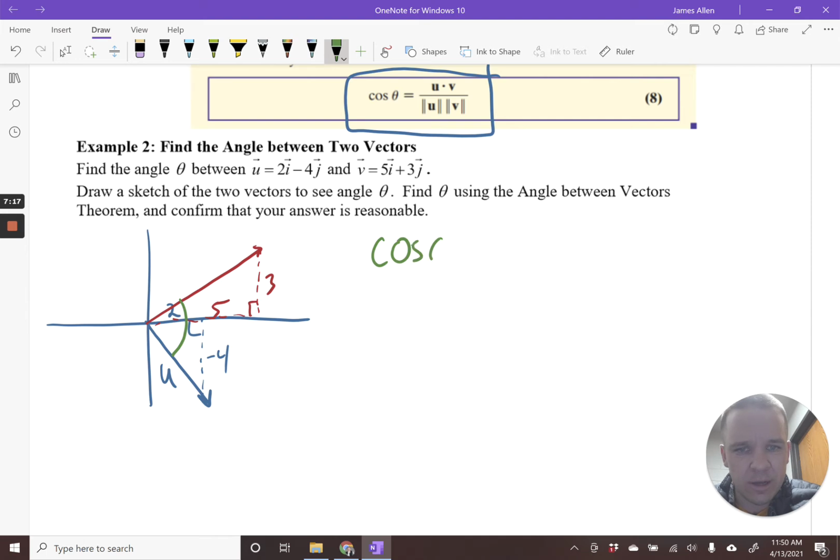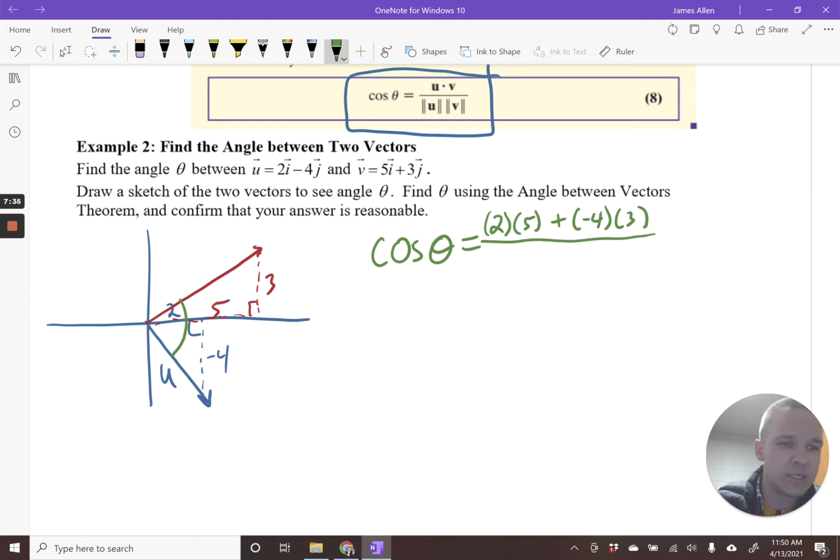Okay, so I'm going to use this formula here. So the cosine of theta is equal to the dot product of the two vectors. So I'd have 2 times 5 plus negative 4 times 3, all over the product of the magnitudes. So the magnitude of u is the square root of 2 squared plus 4 squared. That's 4 plus 16. I'll show a little bit of work. And then the magnitude of v would be 25 plus 9. We should be familiar with the magnitudes. The dot product's the new thing.